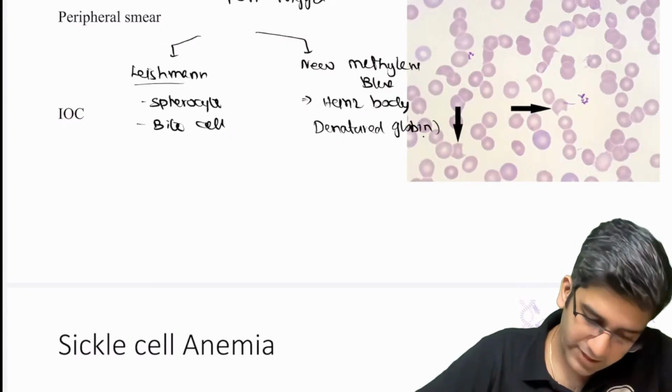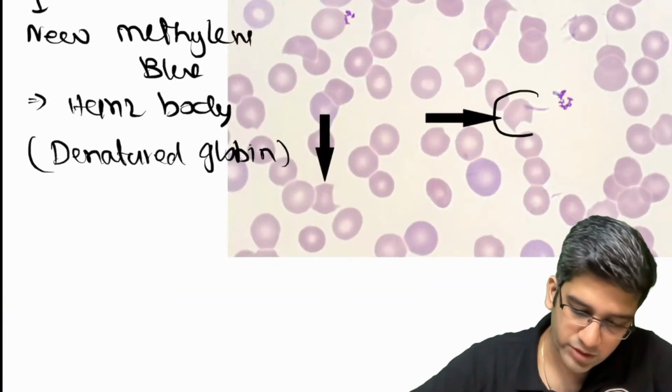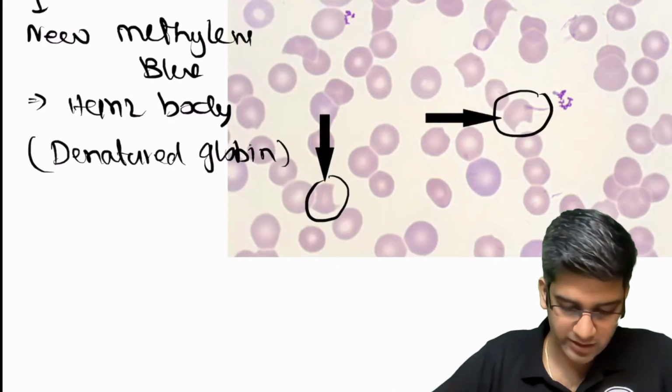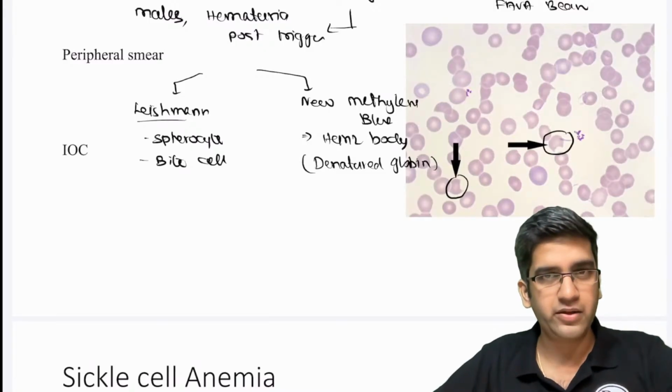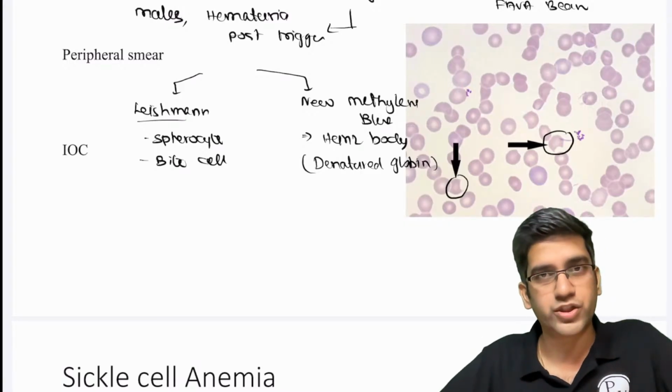Fine. Drawing a diagram is very simple. Draw a normal cell and draw cells which have been destroyed like this, right? Like a classical bite cell, fine. So that is more than enough for me to confirm G6PD deficiency, provided there is a history. But still I have to complete it with the investigation of choice.